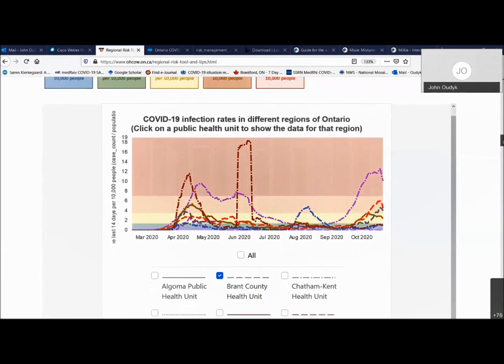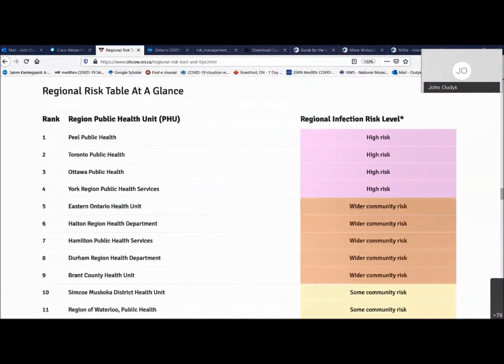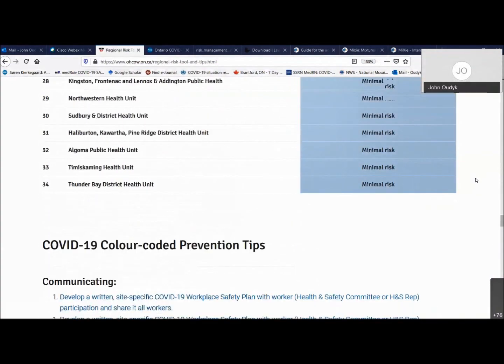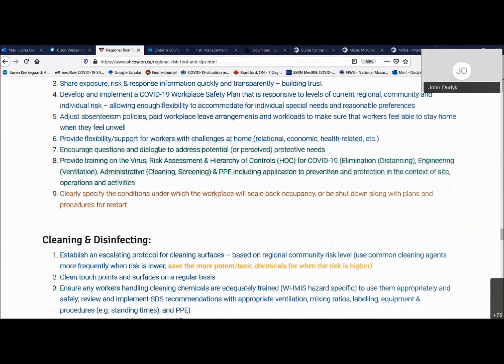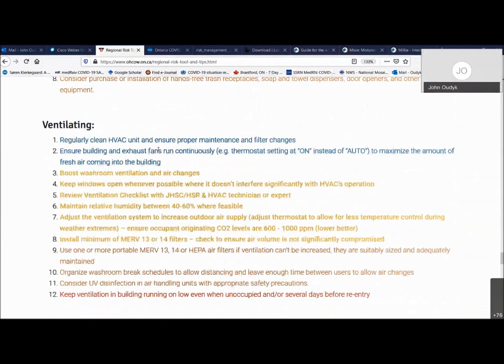Now, if you don't like the graphs, we also have a table which tells you what level of risk the current region is in. And then based on that, we have the 7 categories of prevention tips based on the color coding. So I'll look at ventilating, for instance.